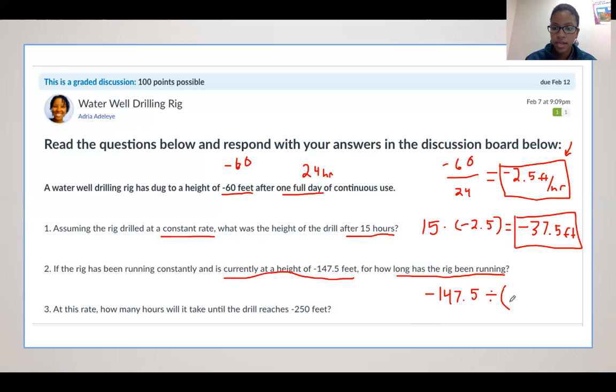And now we have to remember, we're dividing a negative by a negative, and it makes sense because if we're talking about how long something has been running, we're not going to say negative a number, right? So when we divide -147.5 by -2.5, again, you'll have to use your long division to do that math. You should get a positive number, right? Negative divided by negative is positive. So positive 59 hours. So it's been going 59 hours.